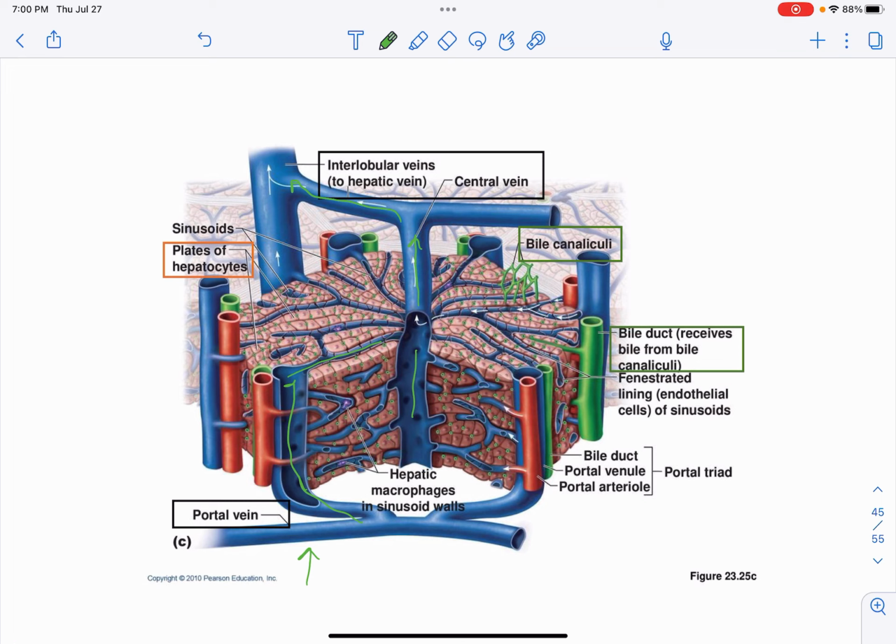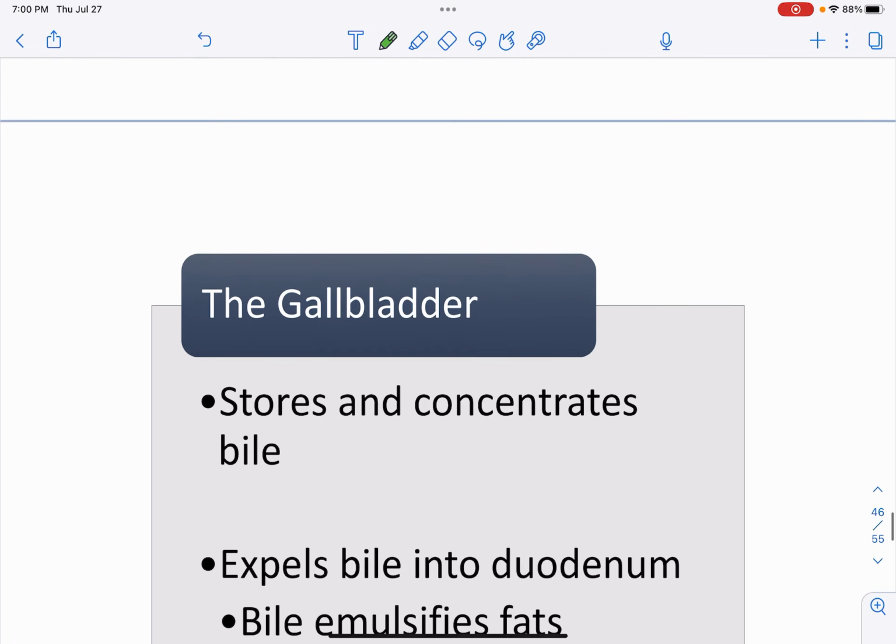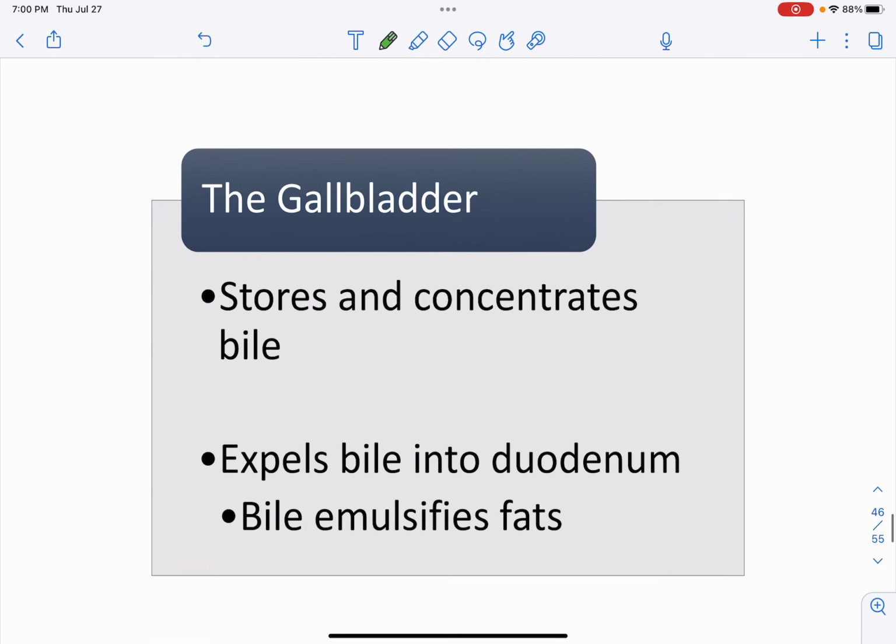Please also look at your book, and if you have any further questions, I am happy to answer them when we are in lab, and hopefully you can piece all of this together. All right, let's move on to the gallbladder, and then we'll hit the pancreas and we will be done.